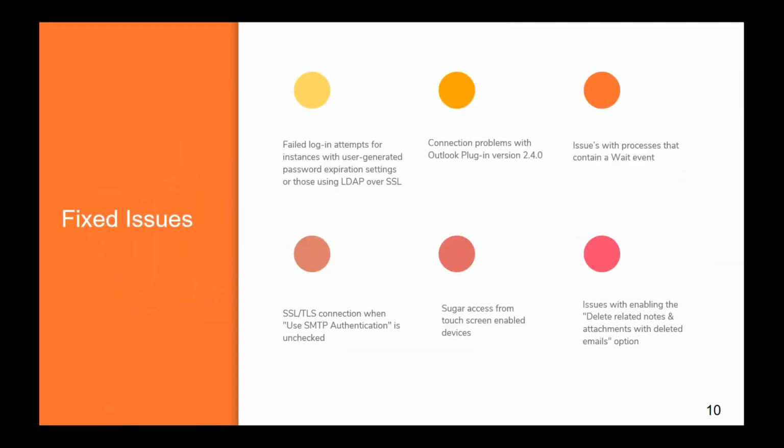That was a big thing, that certain processes were breaking because a wait event wasn't being understood by the system. So that's fixed. You can log into mobile now with a thumbprint. That was before. Now you can even access Sugar from touchscreen devices.